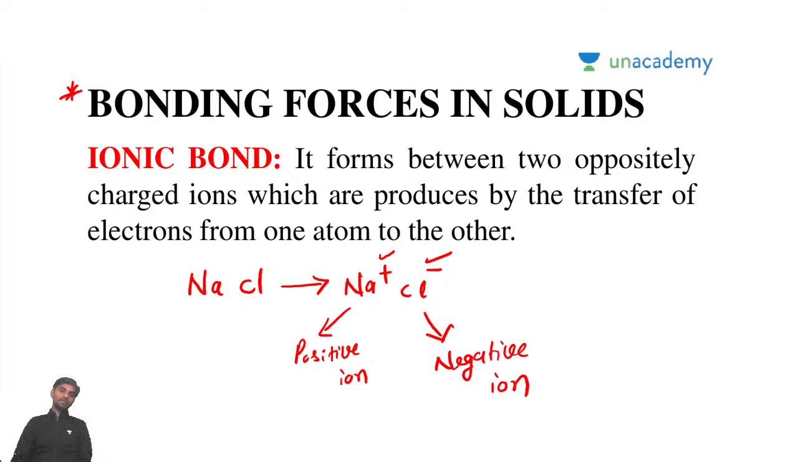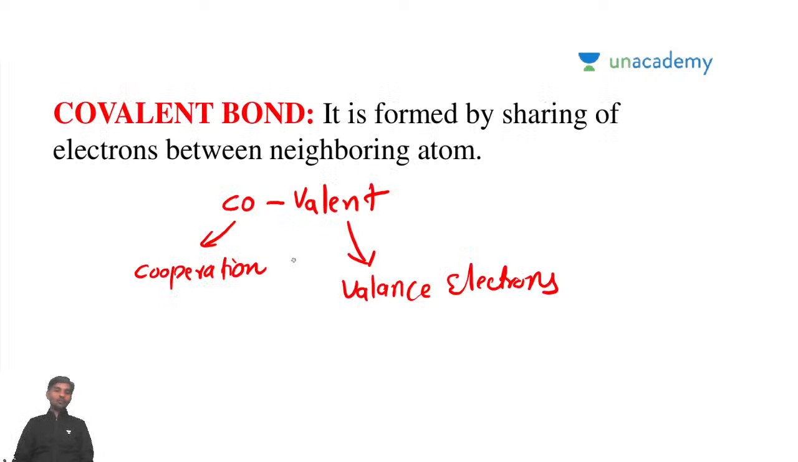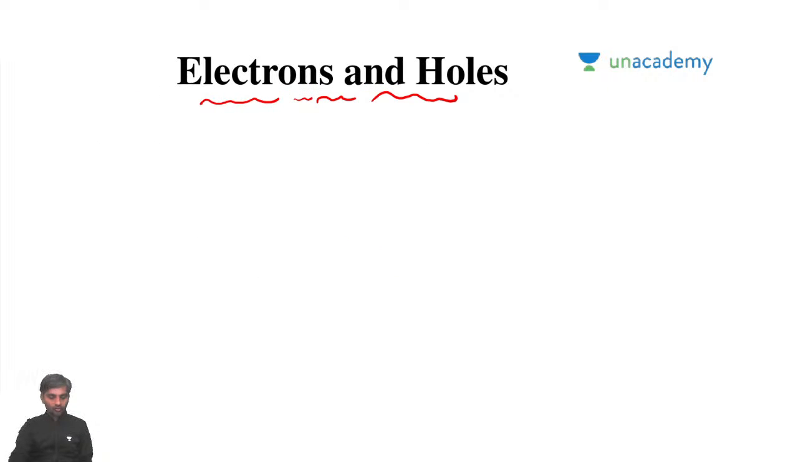Before I start, I have to discuss why Na has become Na positive ion and Cl has become Cl minus ion. And how this covalent bond looks, the two-dimensional or three-dimensional view of the covalent bond, I should discuss. These are the two things which I should definitely discuss.